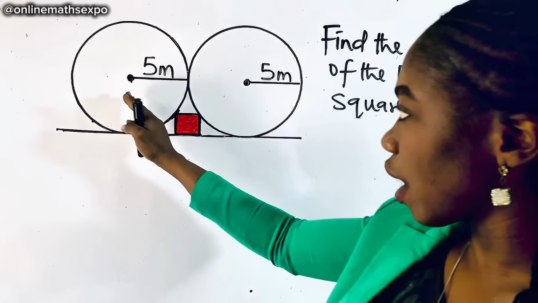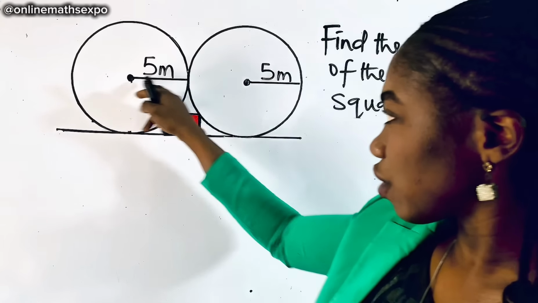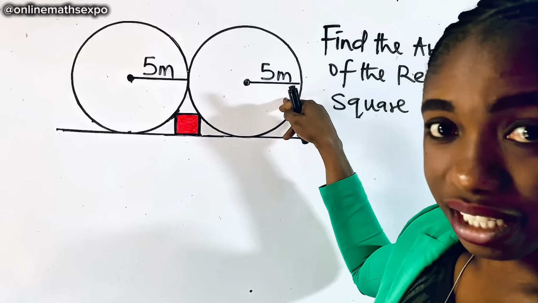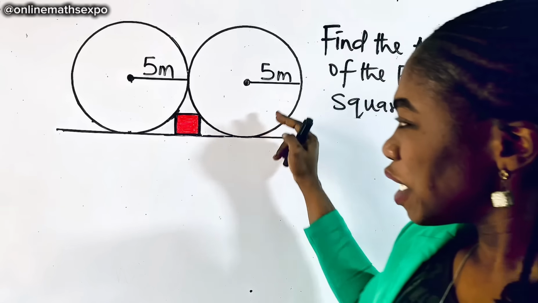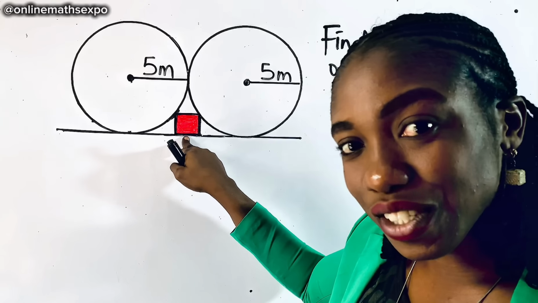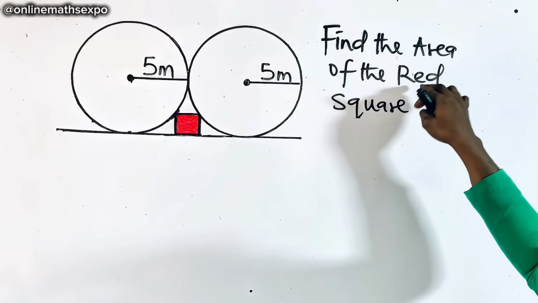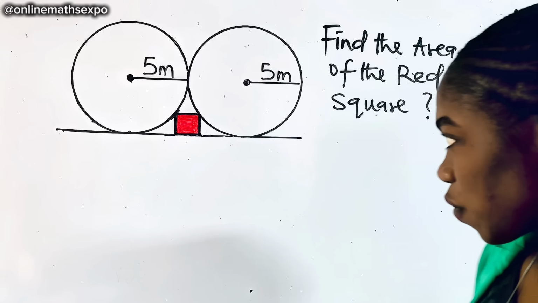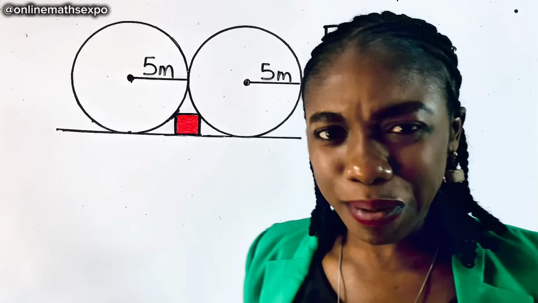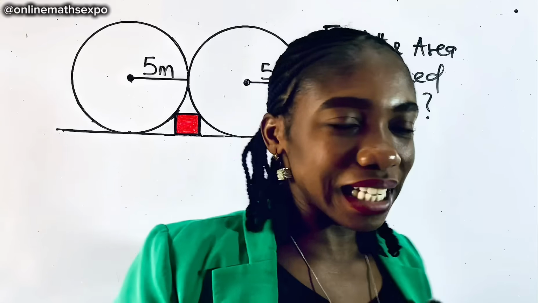We are given these two identical circles, and you notice that each of these circles measures 5 meters for the radius. And in between these two identical circles, there is a square, this red square. And that is what the question says, find the area of this red square. Now, it seems so impossible, right? But don't worry, I will take you through that step by step.